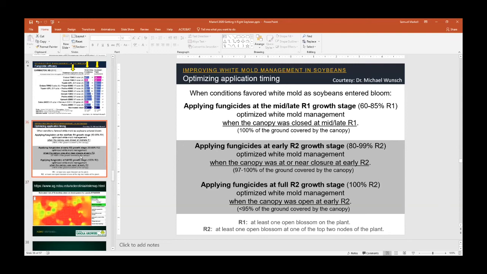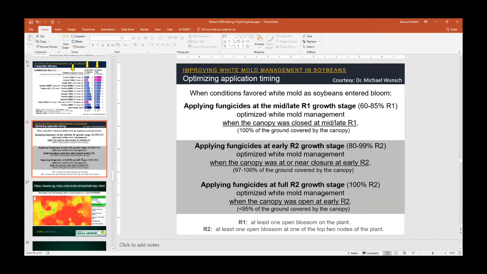And the reason we care about growth stage is that when those plants start to bloom, they have those flowers, and then they become susceptible to white mold because that's what the spores land on. So you don't want to go too early because you'll miss it and won't protect them. You don't want to go too late because all the early infections have already occurred.